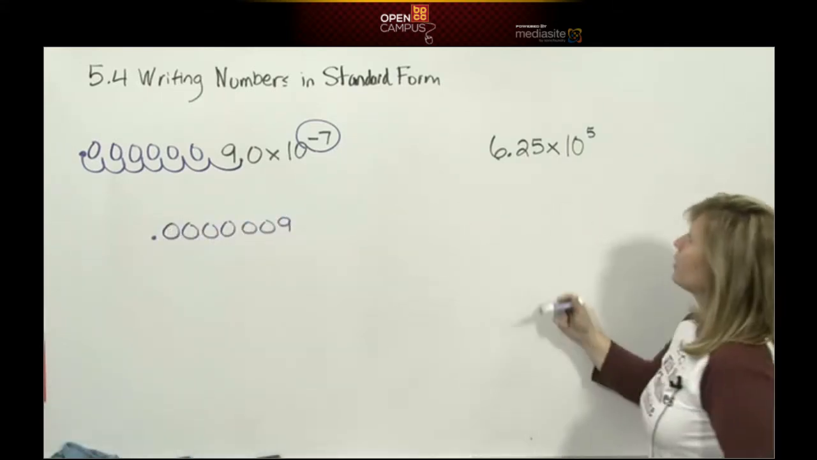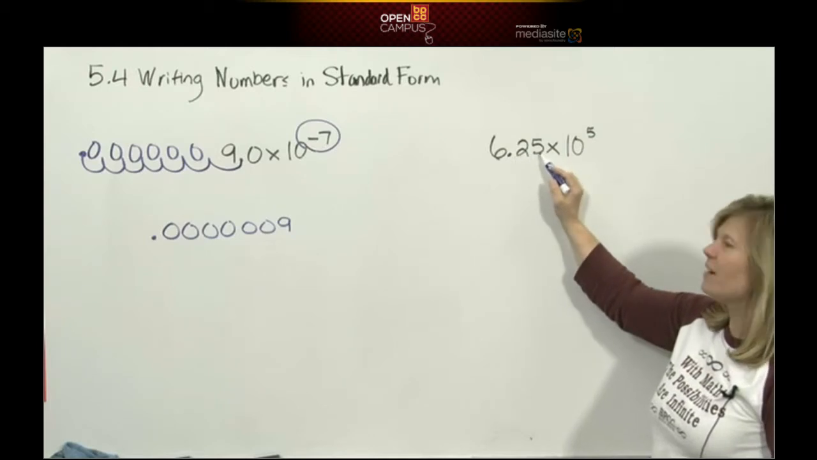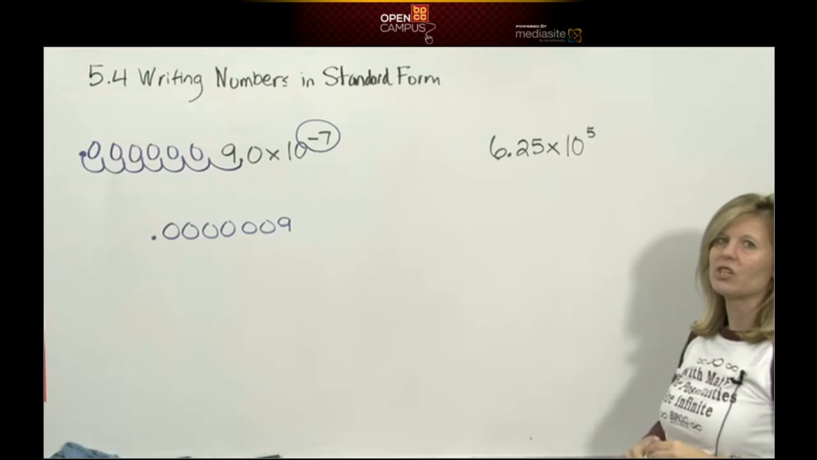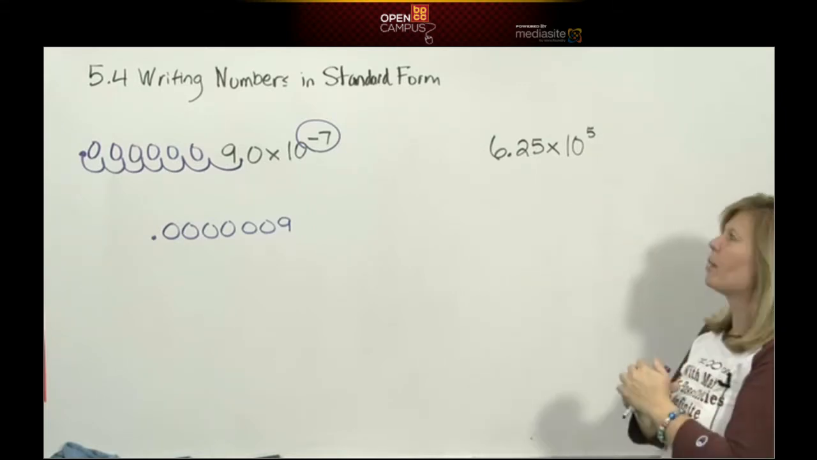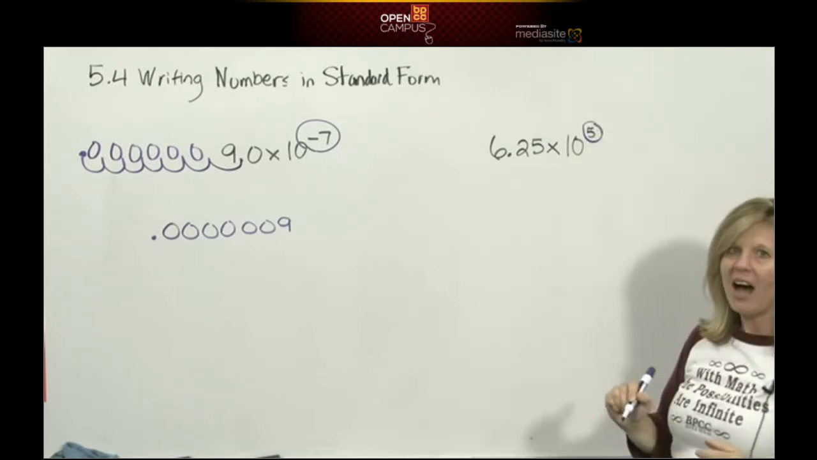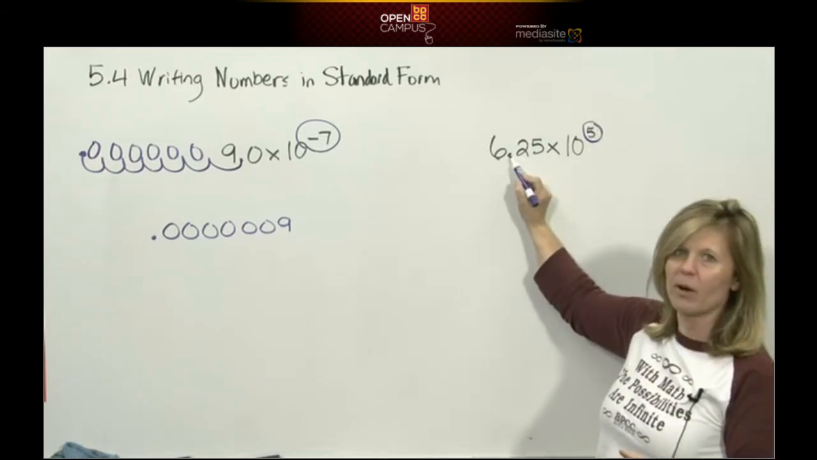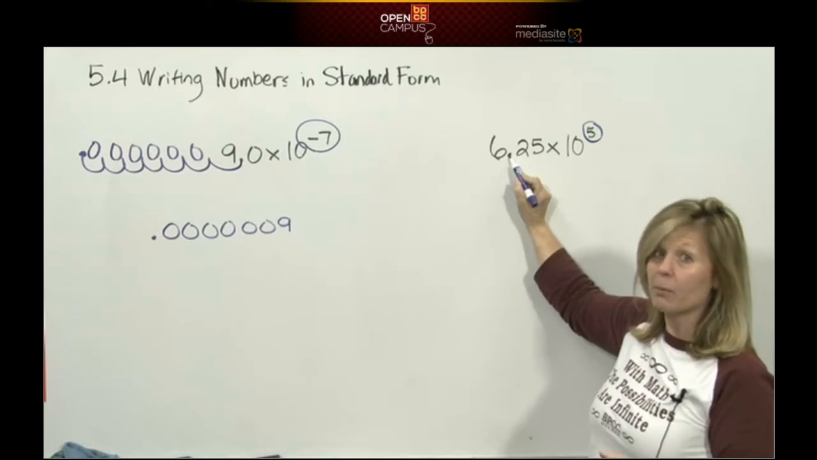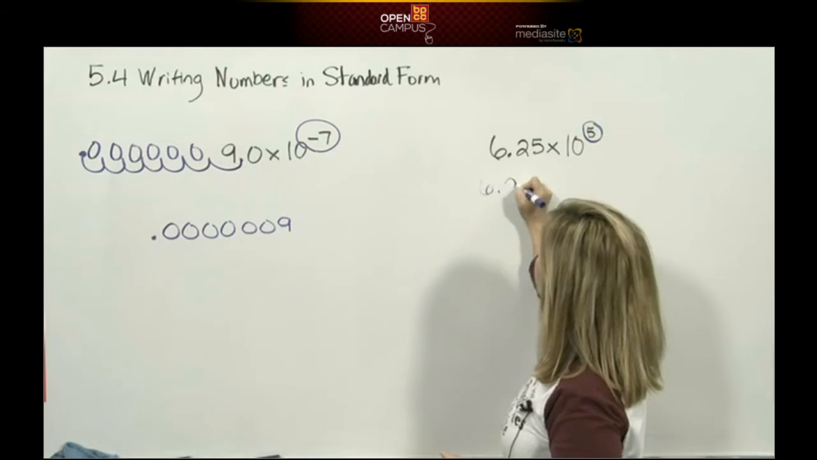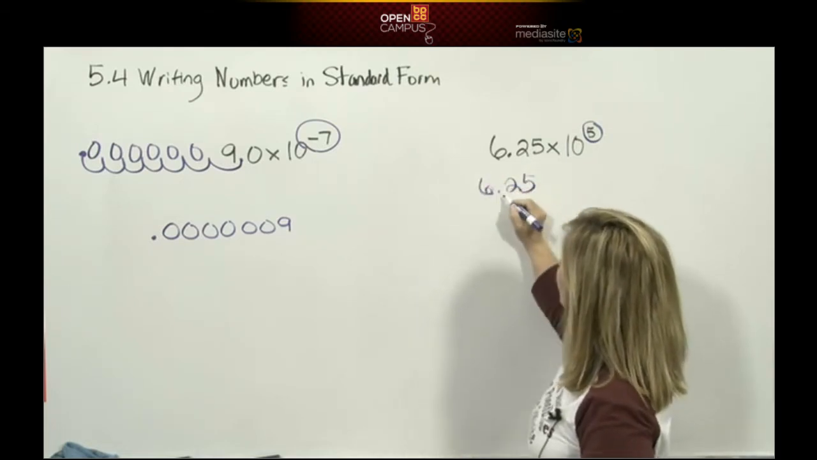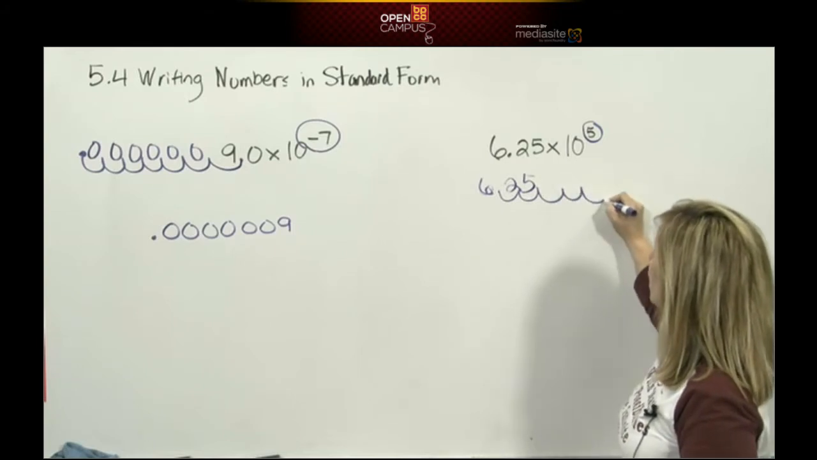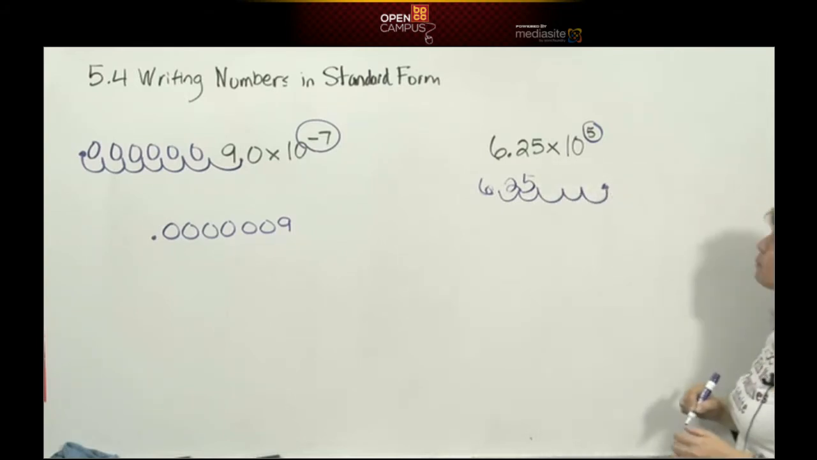Now, let's look here. I have 6 and 25 hundredths times 10 to the 5th. I know this is in scientific notation. I actually want to know what the standard number is. So all I have to do is listen to my exponent. My exponent's 5, so that means I'm going to move this decimal point 5 positions. I'm going to move it now to the right because the 5 is positive. So let me write it down here. And let's start counting. 1, 2, 3, 4, 5. There's my decimal point now.